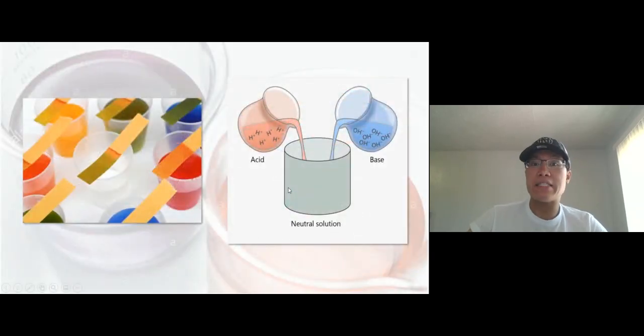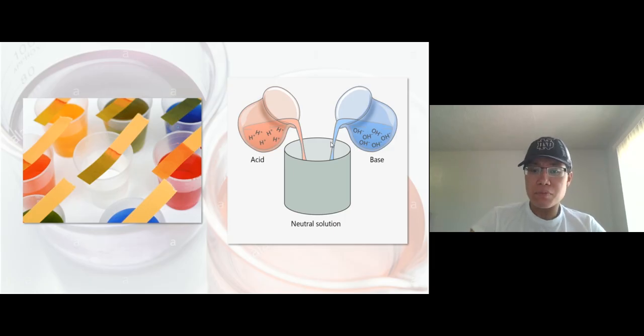Anyway, acids and bases can change the colors of some dyes, for example, litmus paper. And if you put them together, acid and bases, they cancel the effect of each other out. We call it neutralization. You learned that in Gen Chem 2.